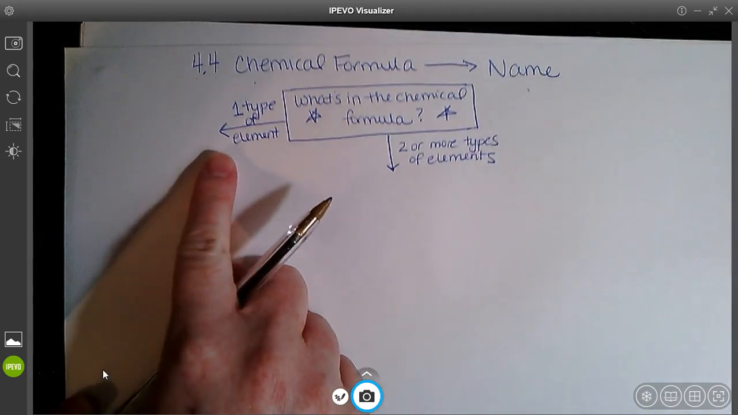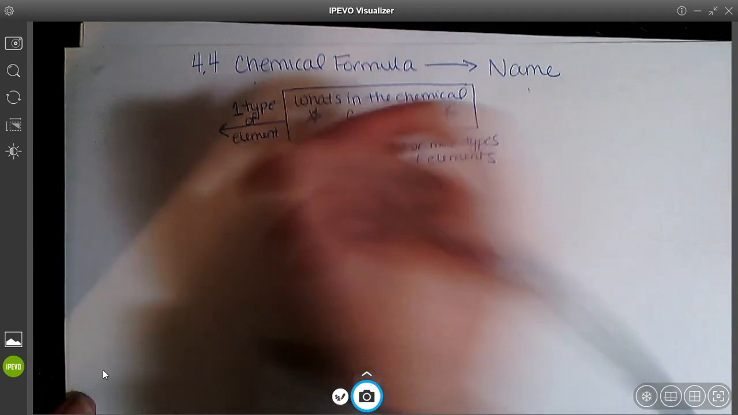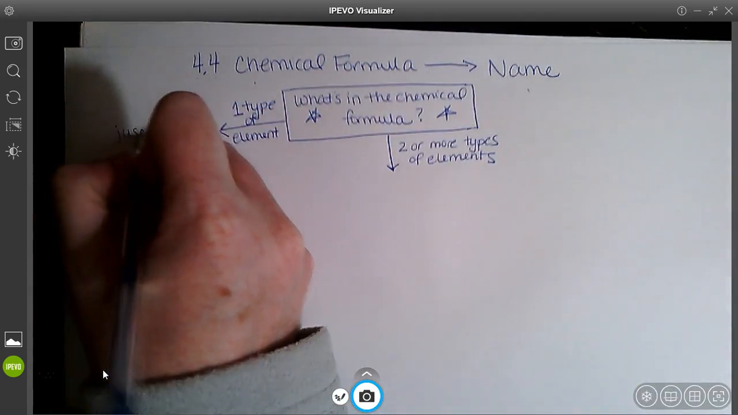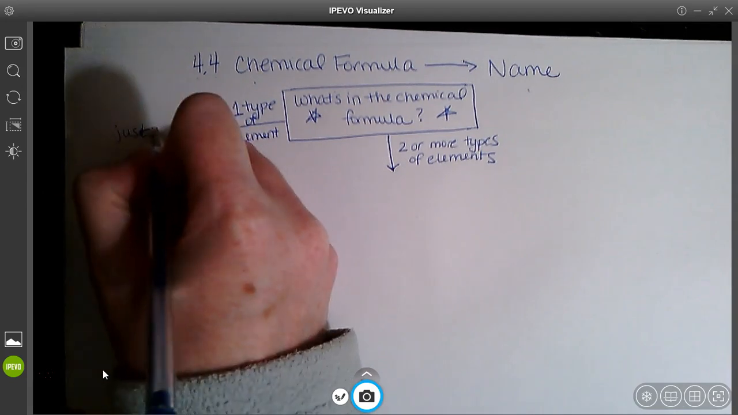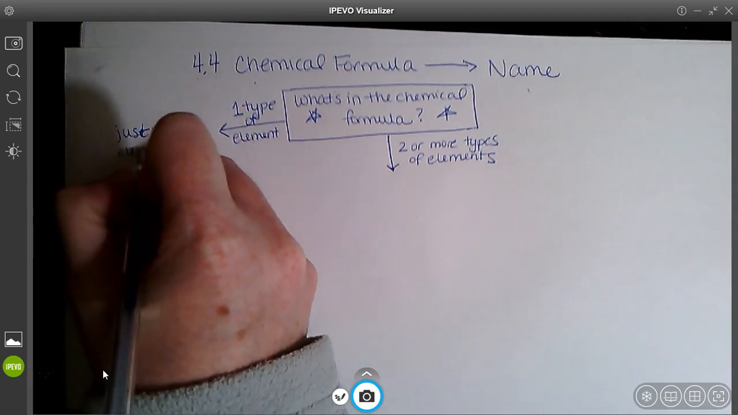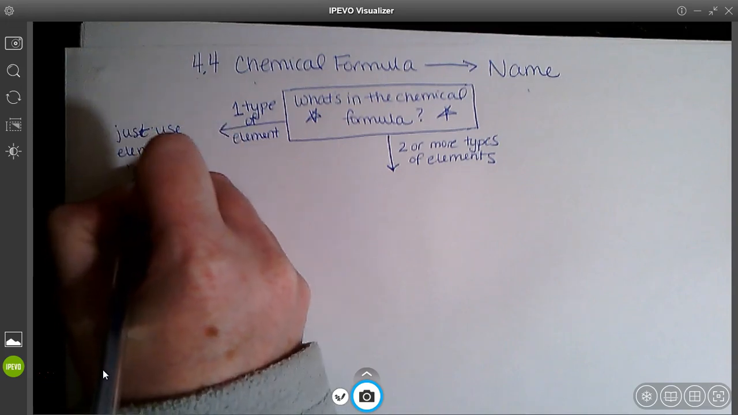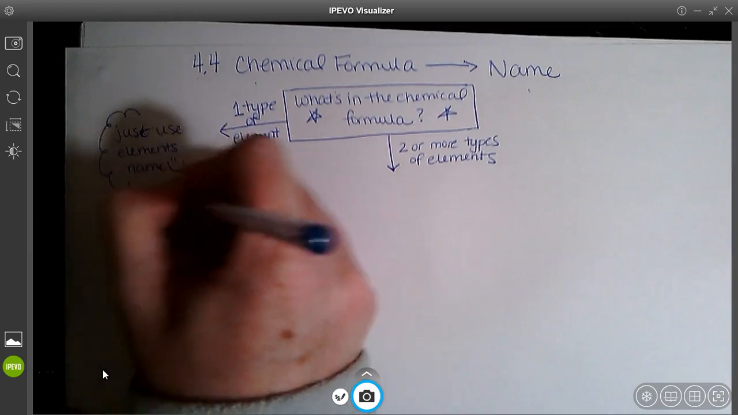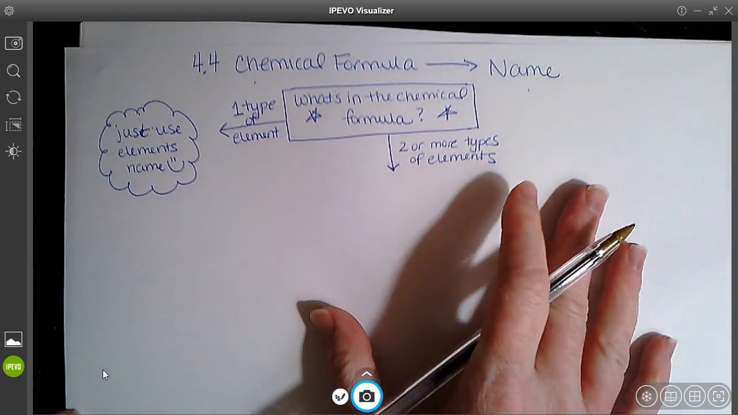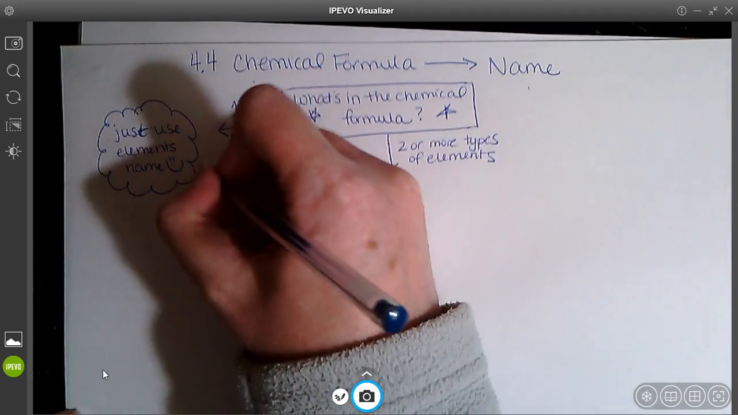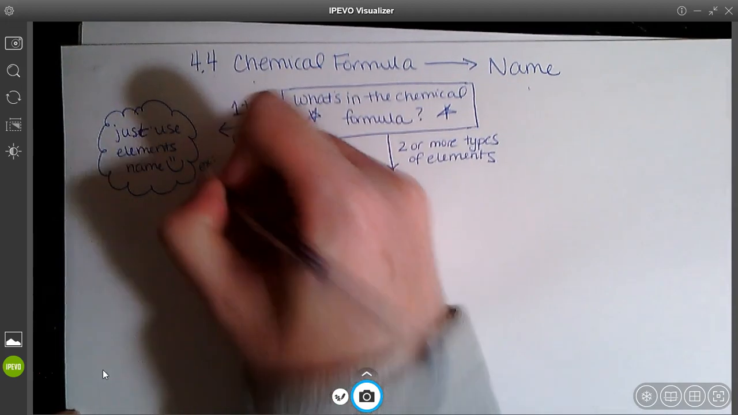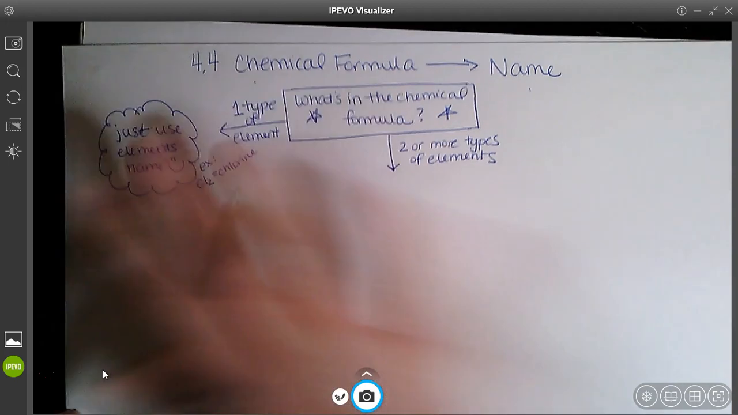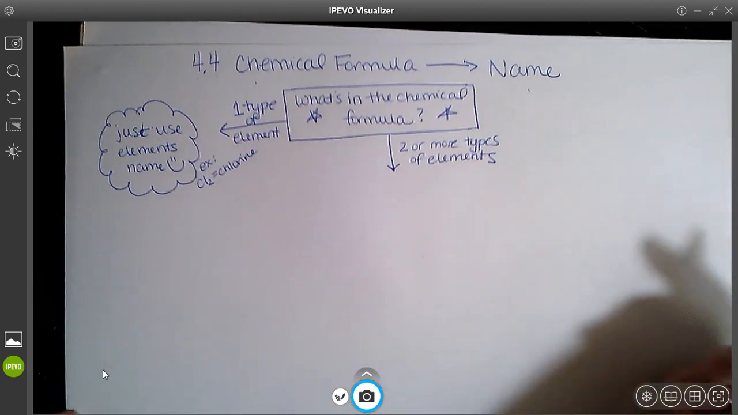If there's just one type of element, like for example Cl2, the way you're going to name that is just use the element's name. It's that easy. So I'm going to go ahead and even make this a little cloud because it's so easy. Just use the element's name. So for example, Cl2 just has chlorine in it, so that's called chlorine. I don't do anything. I just tell my reader what's in it.